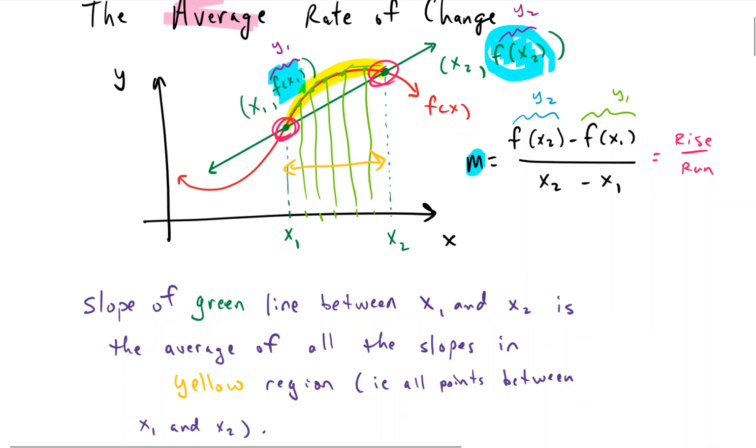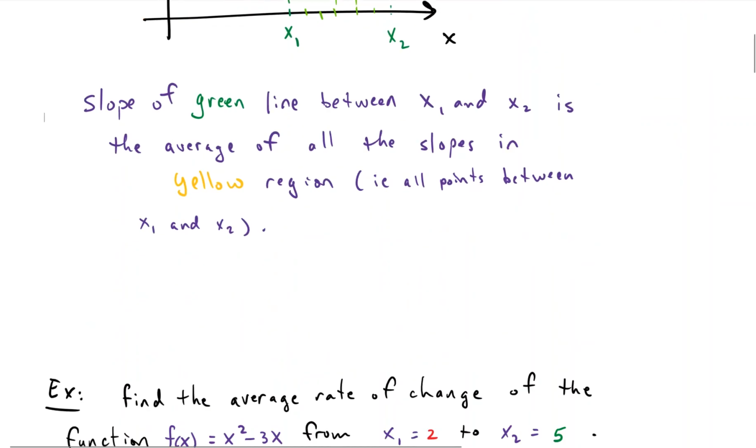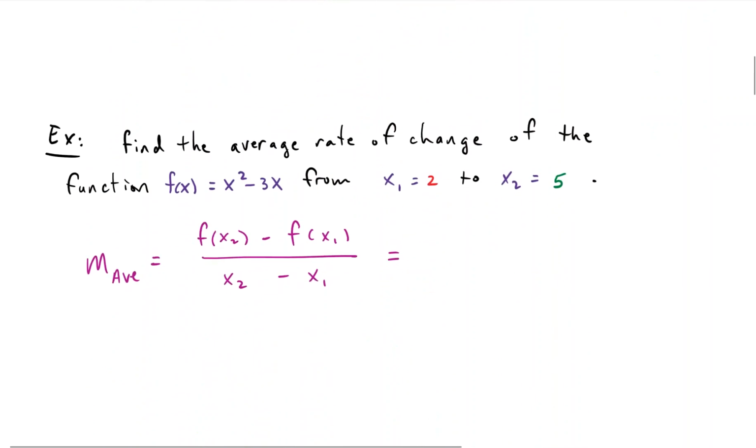So again, to repeat, the slope of the green line between x1 and x2 is the average of all the slopes of the yellow region on the red curve. Super nifty. So let's do a little algebra to help us give an example.